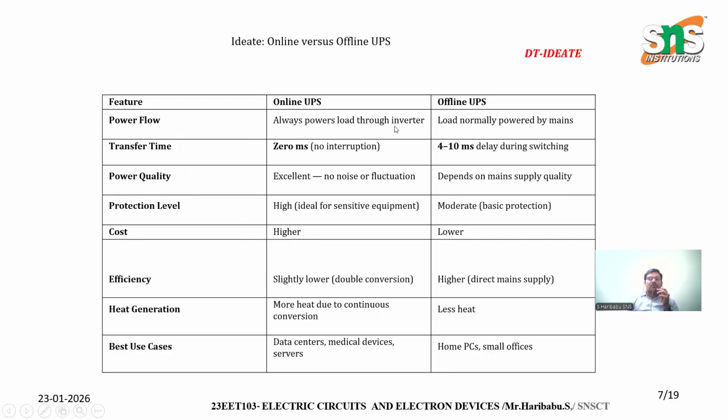So in online UPS, always power load through inverter. In offline UPS, load is normally powered by mains. So transfer time is 0 millisecond, no interruption, while in offline maybe some fraction of a second, maybe interruption. Power quality is excellent in online and moderate in offline. Cost is higher in online and lower in offline, with slightly lower and higher values for efficiency. There is more heat due to continuous conversion in online and less heat in offline. Use cases are data centers, medical devices, and home PCs and small offices. This is the online and offline difference we are seeing.